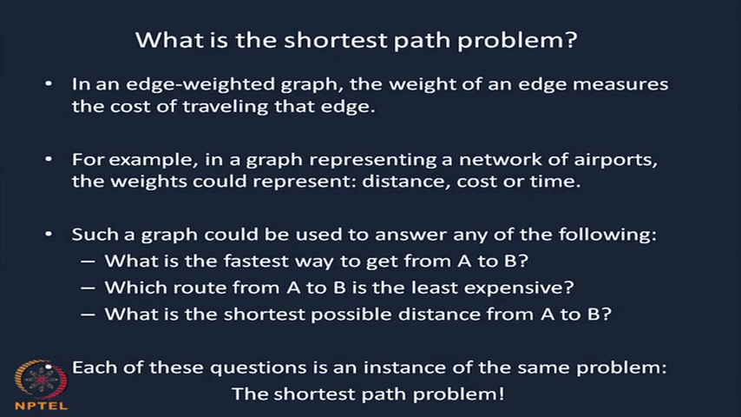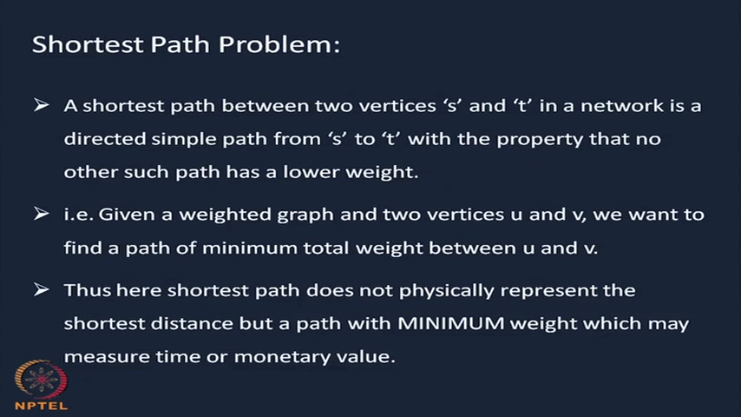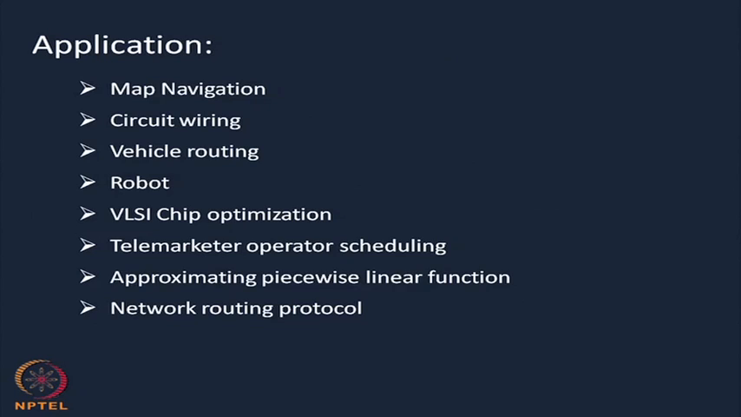Now, what is the shortest path problem? Your shortest path problem is this one. What are the applications? If you see, in map navigation, whenever you want to move from one place to another place, we can use the shortest path problem. In circuit wiring, whenever you are drawing circuits to move from one circuit to another. Vehicle routing, that is, you have to drop some materials at different locations of a city, and what path it should follow for that.